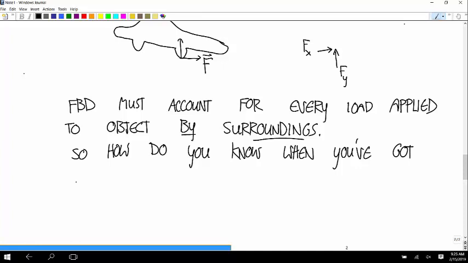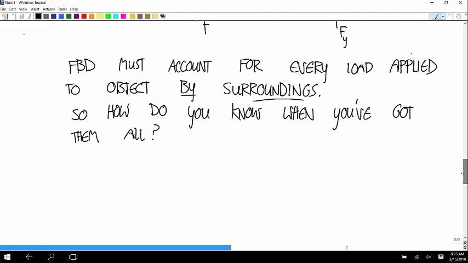When you've got them all. So sometimes you look at a problem and it just looks so complicated and your brain just sort of short circuits, you know. But this is a systematic way to remind yourself, okay, just do this and do this and do this, and then you know you have them. There are only two types of forces.